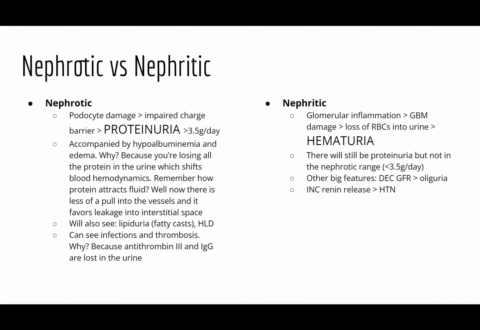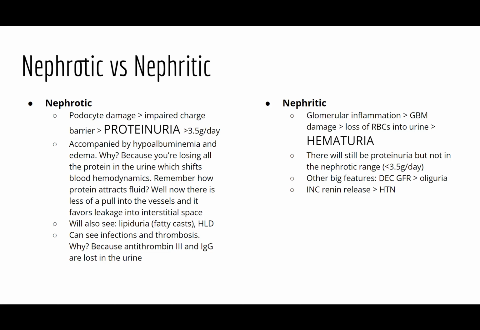Then nephritic, so this is more inflammation of the glomerulus. Then you get glomerular basement membrane damage, and so you're losing red blood cells in the urine. So you're going to see gross hematuria. You're still going to have loss of protein, but it's not going to be in that nephrotic range, so it's going to be below 3.5. Other big features, you're going to have a decrease in GFR, leading to oliguria. Oliguria is just a decrease of urine output.